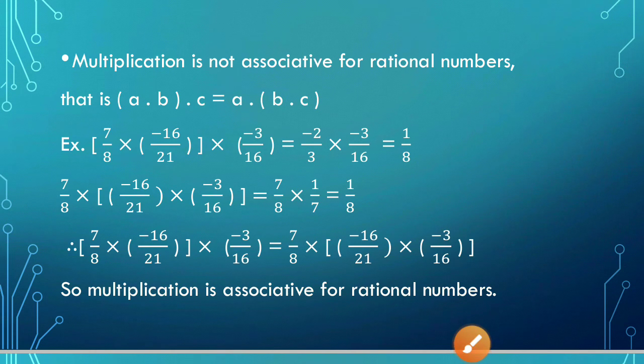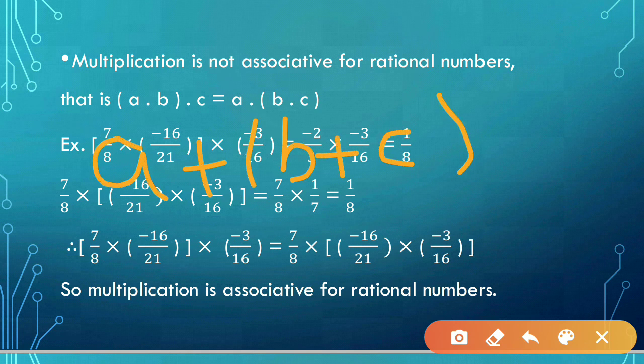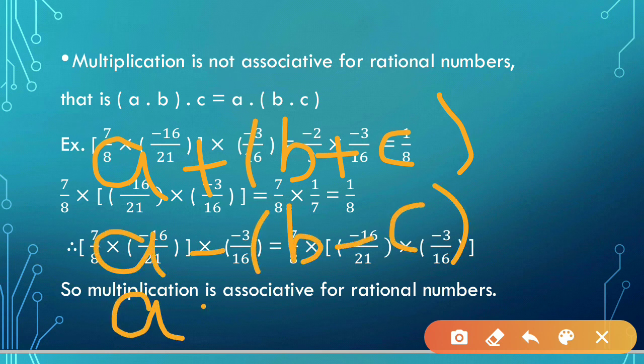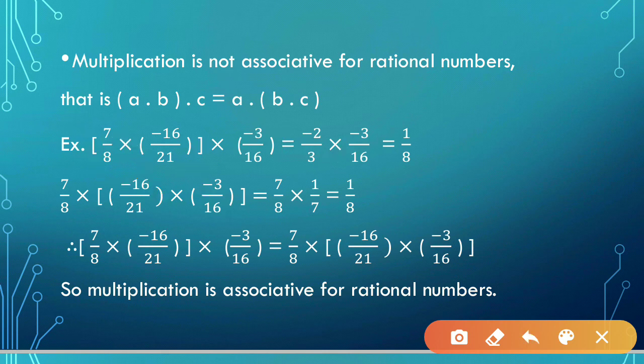Next is multiplication: is it associative for rational numbers? The condition will be the same, only the sign is different. Your condition is a plus b plus c, and in subtraction it becomes a minus b minus c. For multiplication it will become a into b into c. That is, a into b, into c, is equal to a into b into c with b and c in one bracket.